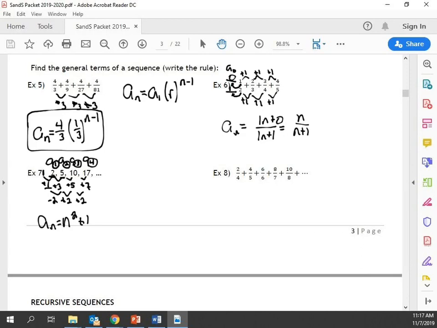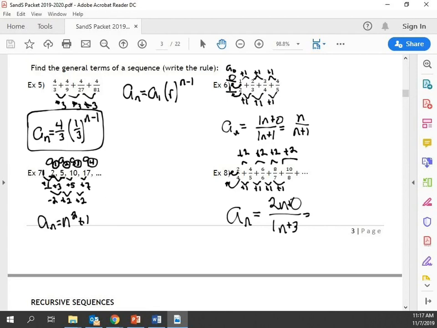2, 4, 6, 8, 10. What are we doing? 4, 5, 6, 7, 8. So common difference means 2n over 1n. Go 1 back on top. What is that going to be? 0. Go 1 back on bottom. What's that going to be? 3. There you go.